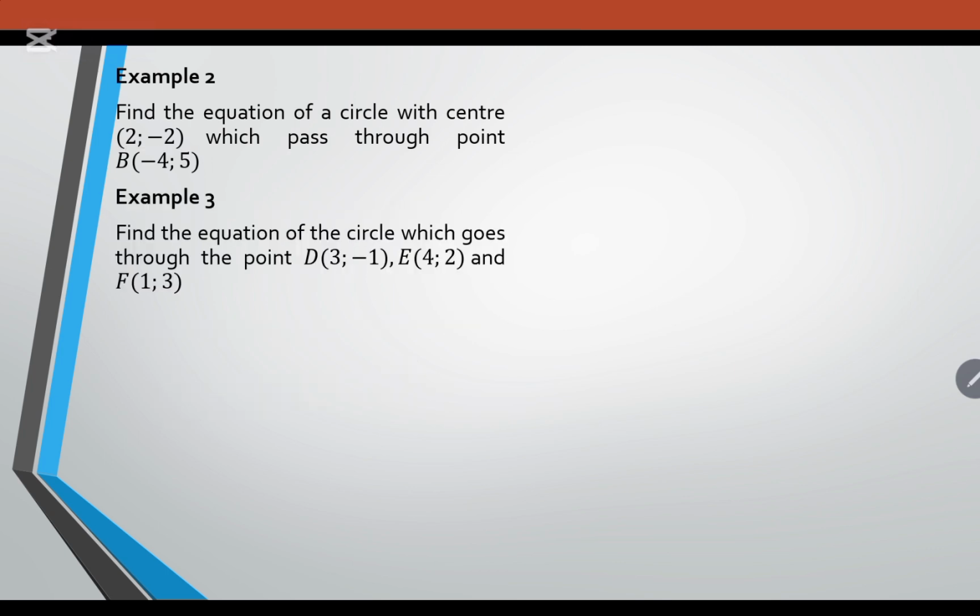Let's look at example 3. Find the equation of the circle which goes through the points D, E, and F. The points we've got are (3, -1), that is point D. We've got the point (4, 2), that is the point E. And the point F is (1, 3). So there is a circle that is passing through these points.